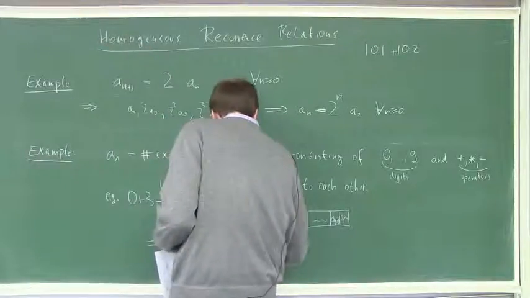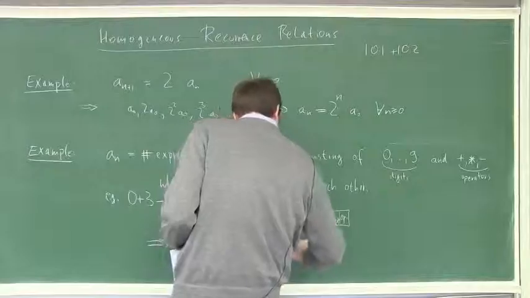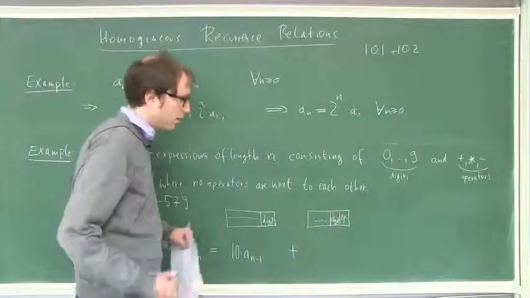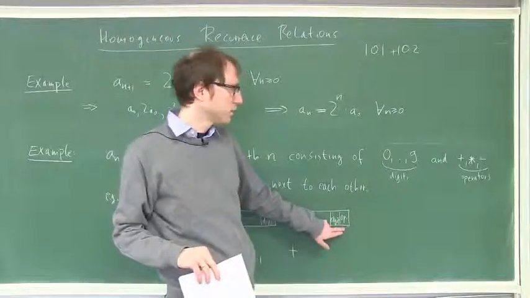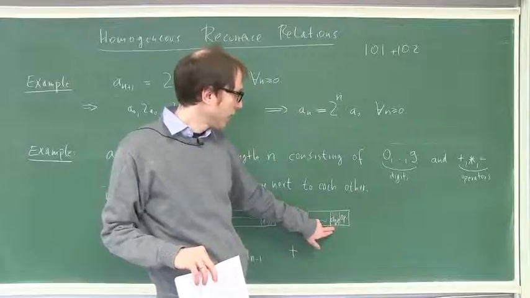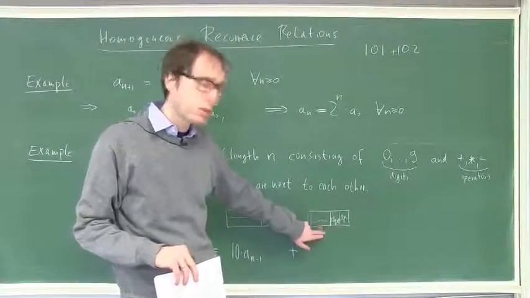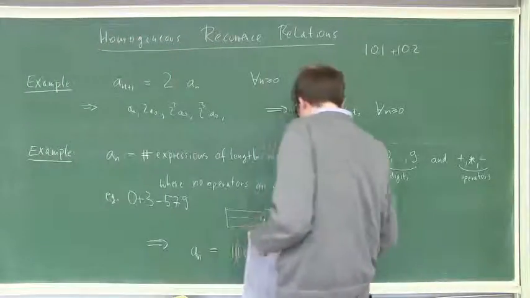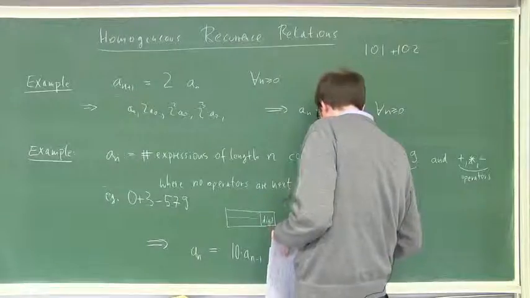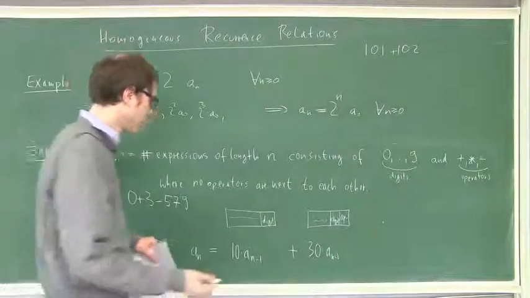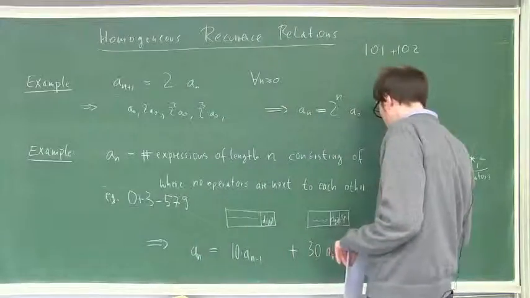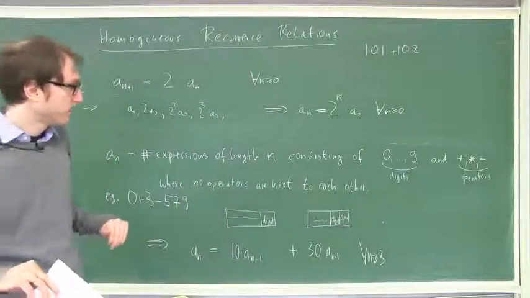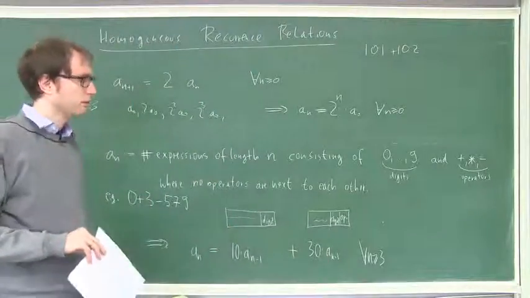We have 10 times a_(n-1) plus, so here we have 3 operators. Here we have 10 digits. And here we have a_(n-2), because this is now length n minus 2, many possibilities. So by the rule of product, we get 3 times 10, which is 30, times a_(n-2). And so this holds, well, whenever you can do this argument, you can actually make it reasonable for n greater than 2, but maybe you want to do n greater than 3.